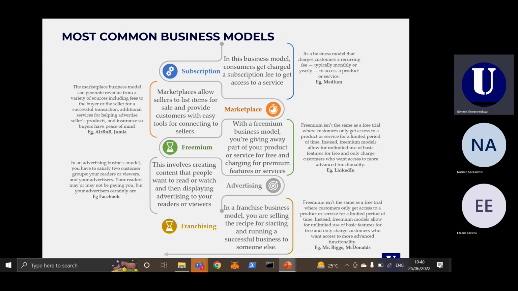So Facebook runs advertising, and this involves creating content that people want to read or watch, and then displaying advertising to your readers or viewers.